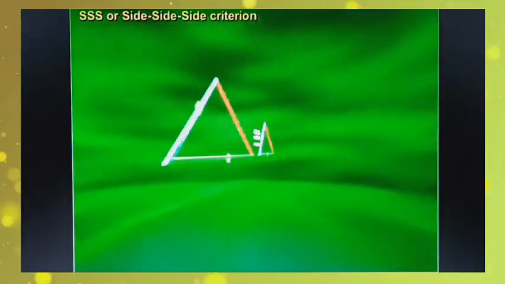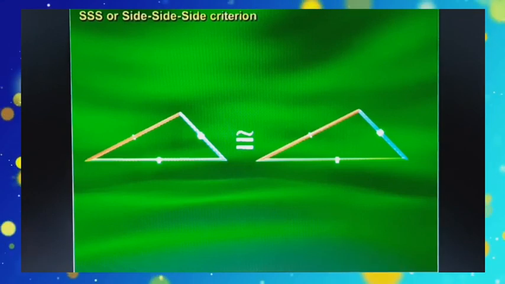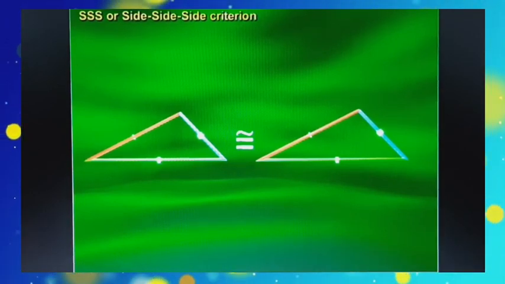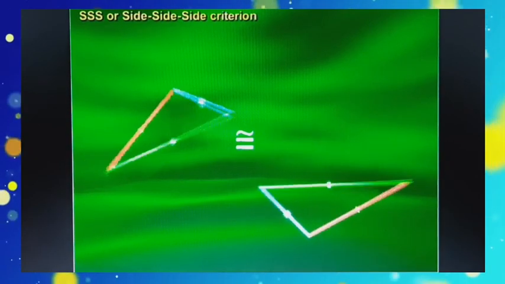SSS, or side-side-side criterion. If 3 sides of one triangle are equal to the corresponding 3 sides of the other triangle, then the triangles are congruent. Triangles may remain in any position in the plane.